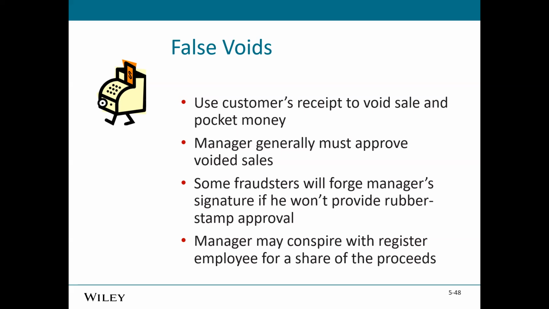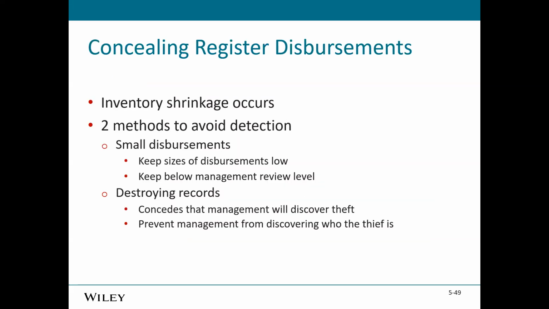Typically, a void is going to require manager approval, but sometimes the fraudster could forge the manager's signature, or if the register requires the manager's code, they could have that code and type it in, or they could conspire with the manager to do this and have that information, or split the void or the refund.